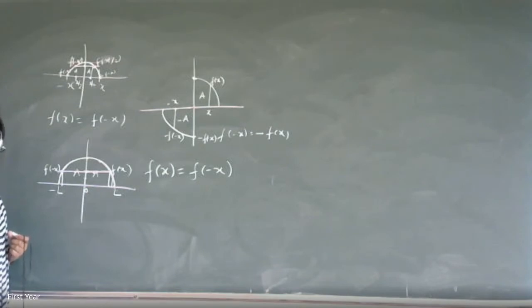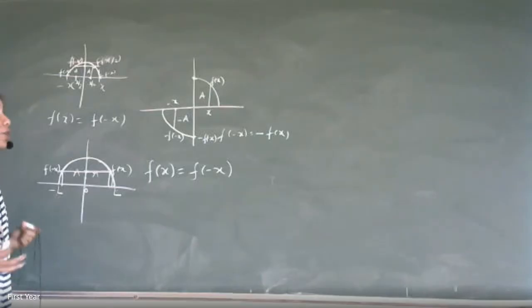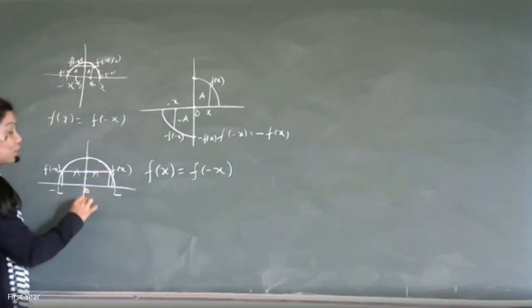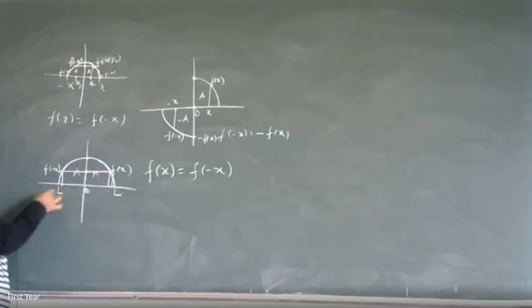Is the geometry understandable? Yes, ma'am. But what are we doing? You are thinking totally about the origin. This is your origin. So what happens on the left hand side of the origin? What happens on the left hand side?